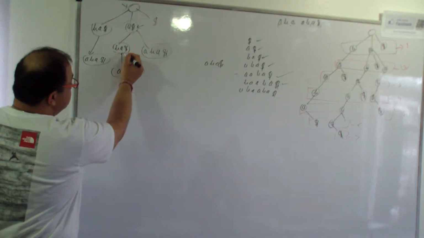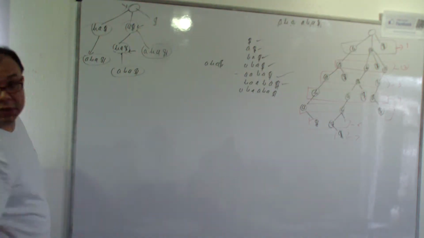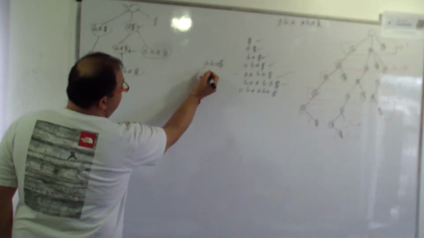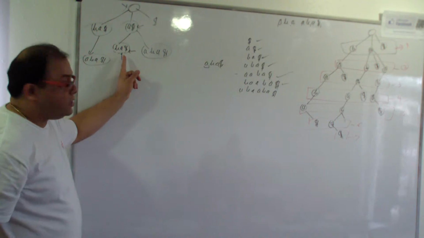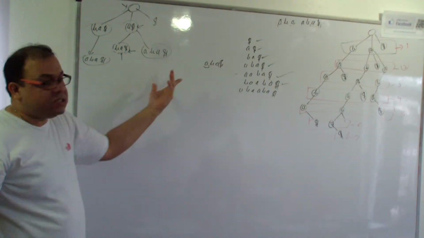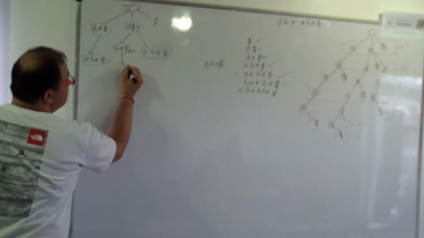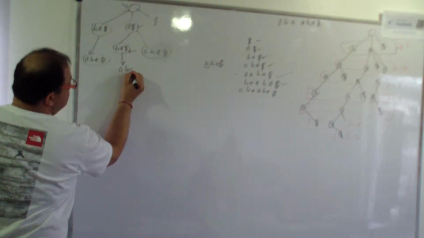The dollar came. So now the current becomes over here. So current is over here. After that we'll check A. This was not there. So we'll check, does A exist? Nothing exists. So we'll just create whatever is the rest, which is ABA dollar.